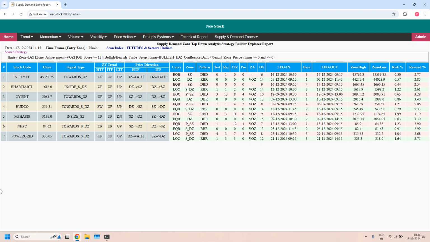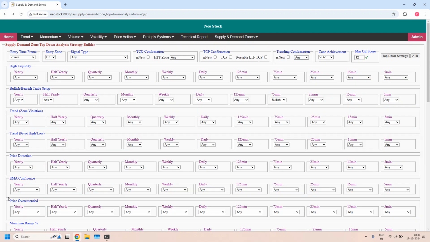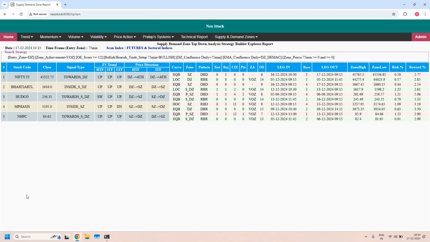In these 7 stocks, the 75 minutes demand zones are part of the daily demand zone. And the daily trend is up in all the stocks. Daily means ITF trend. Because the daily is uptrend, 75 minute zone is part of the daily zone. We are looking for daily demand zone having daily EMA confluence. So at a daily time frame, daily demand zone having daily EMA confluence filter is enabled. With this filter, we got 5 stocks. That means all these daily demand zones are having daily EMA confluence.